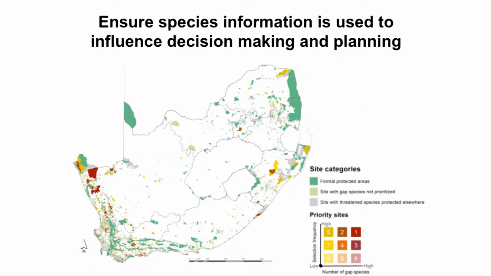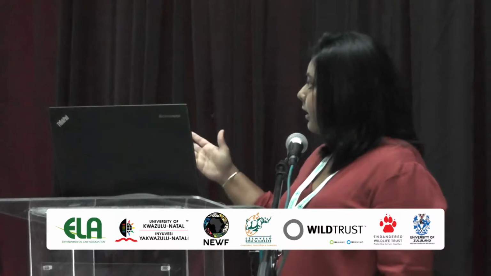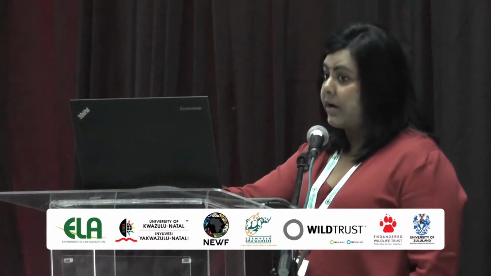And we produced this map showing the categories of formally protected areas, sites that have species of conservation concern, and here I'm only talking about plants, which is not prioritized, and then sites where there are threatened species that are not protected elsewhere. So if you look at the priority sites, the darker the blotch, the more plant species of conservation concern. So we can see quite openly that the Richtersveld has to be much more protected than it currently is.